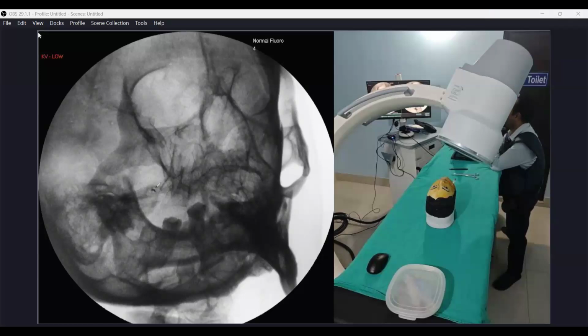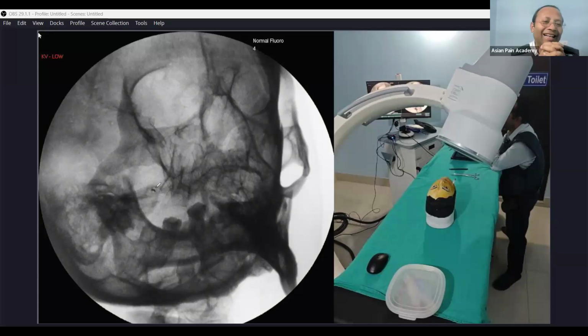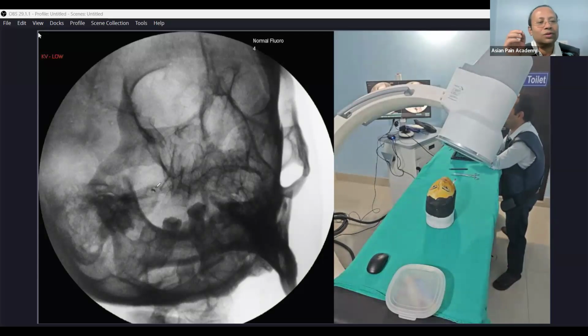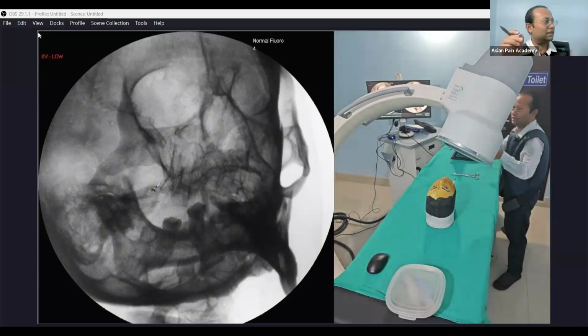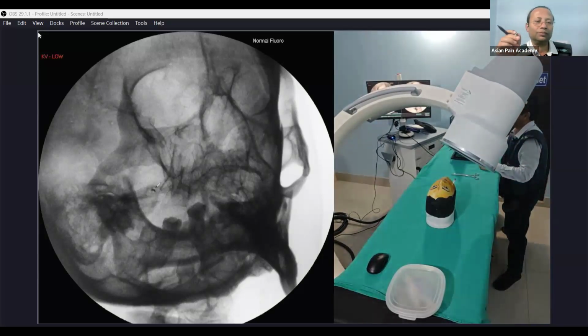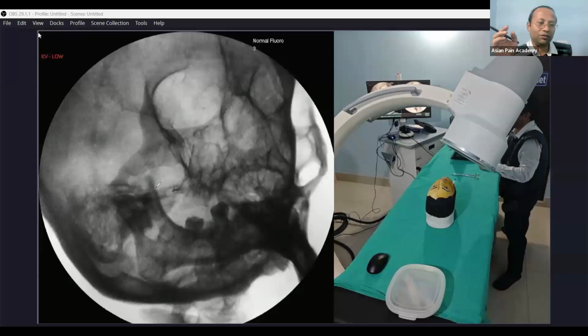Sir, in tunnel view, we don't know which is the hub and which is the needle tip. So then won't it be difficult? No, this is a thing of a few days. You will be able to understand. So here in tunnel view also, if I just change it a bit, oblique a little. So now it is not in tunnel view.